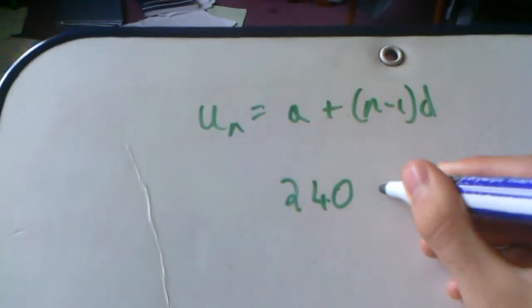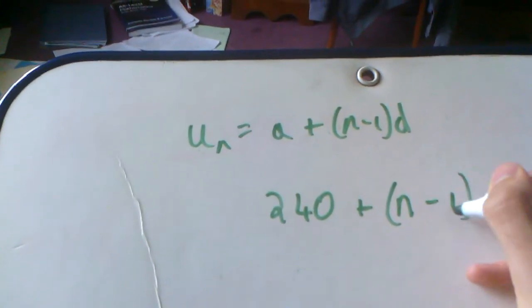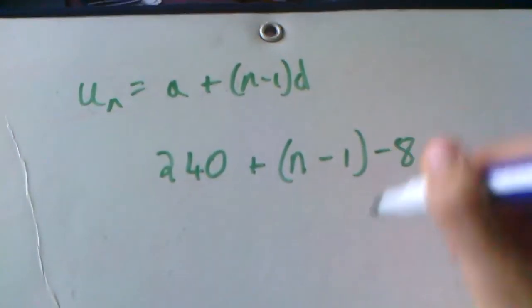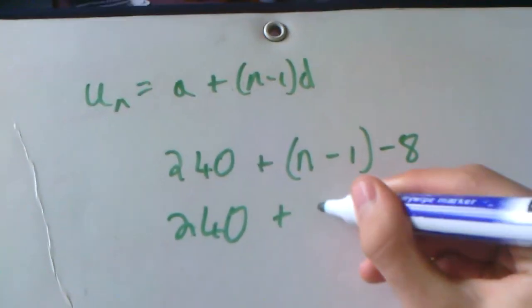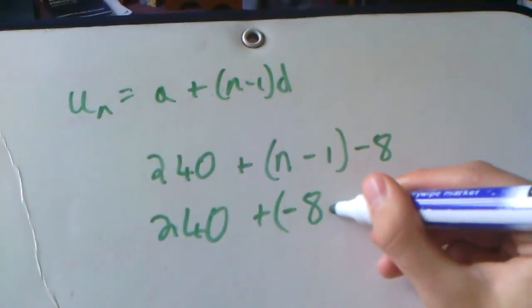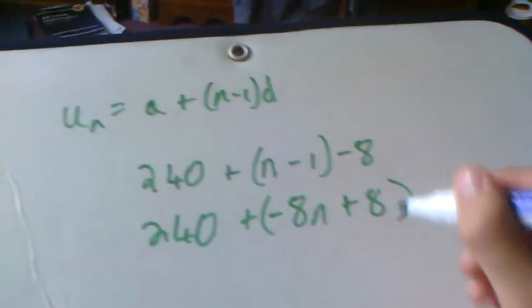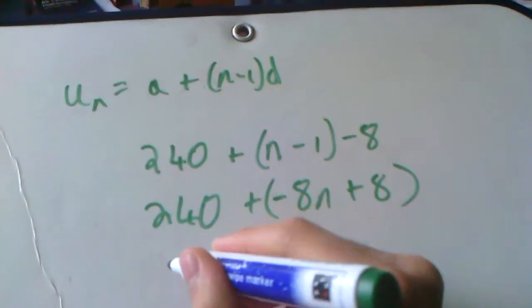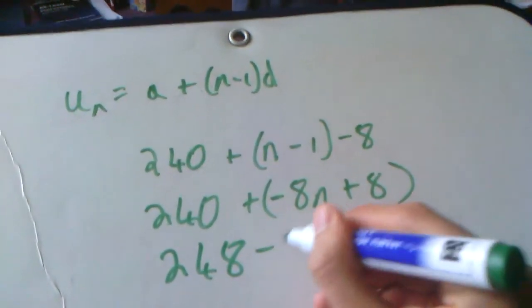240, which they said is the first term, plus n minus 1, because remember we're looking for the nth term, so the n is going to stay in the equation, and we've got minus 8 here. So obviously expand the brackets there, so we've got 240 plus minus 8n plus 8, because minus times a minus makes a plus. And then we can just simplify that. So 240 plus 8 is 248 minus 8n.